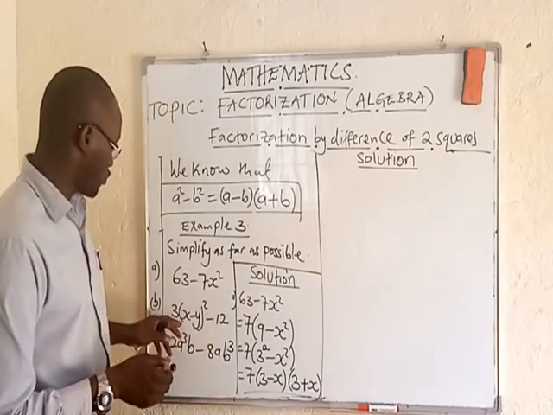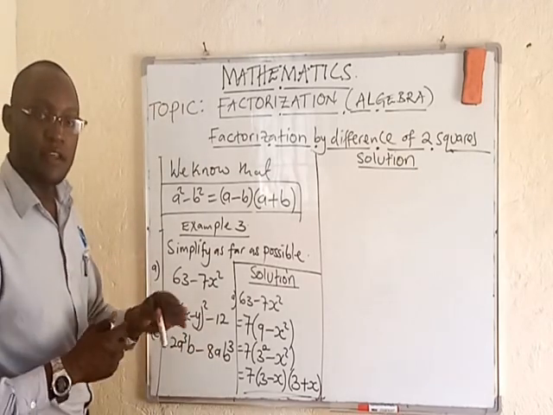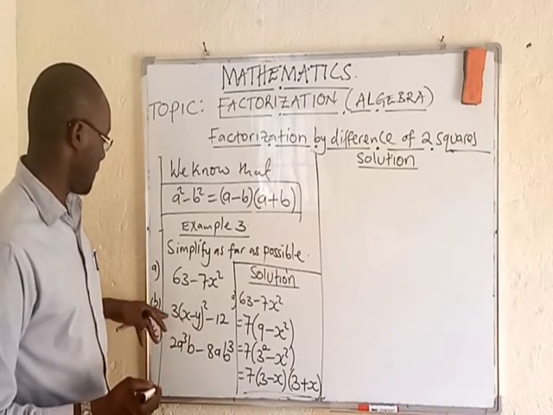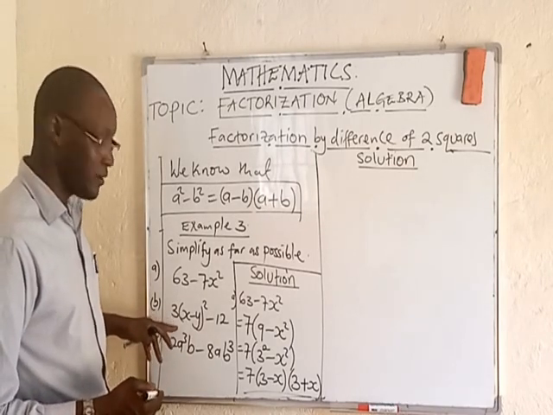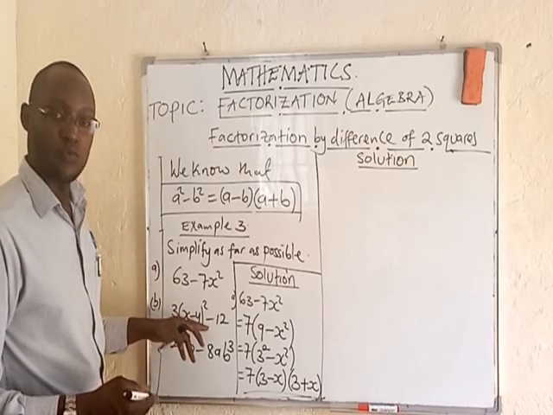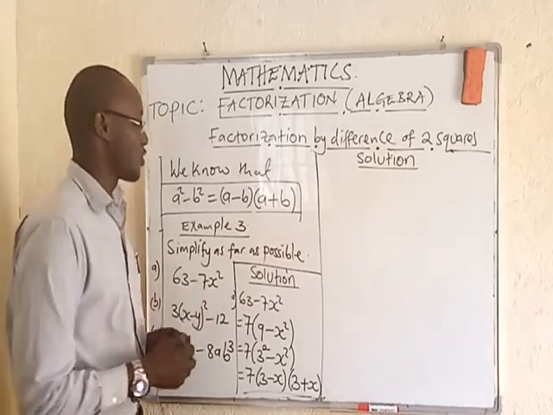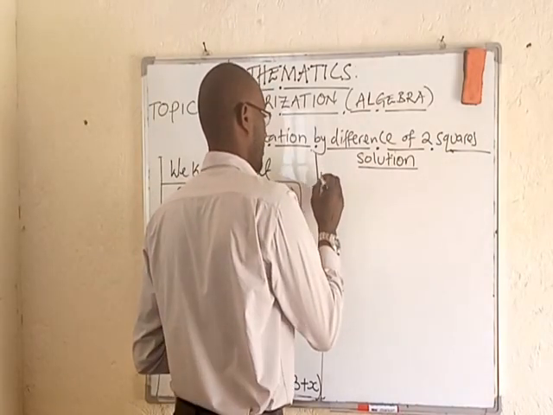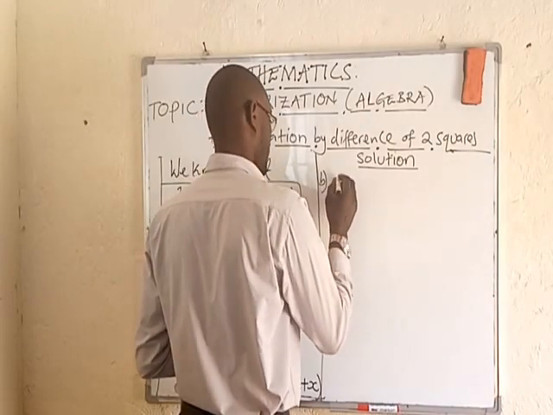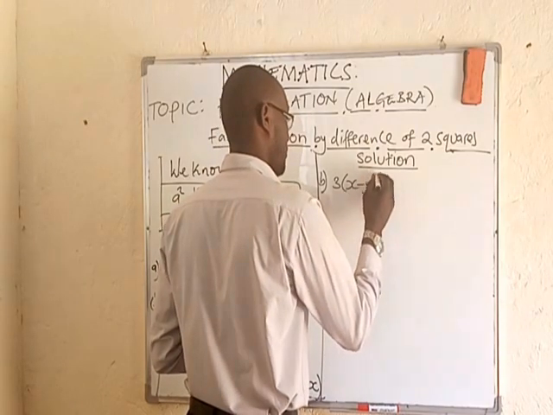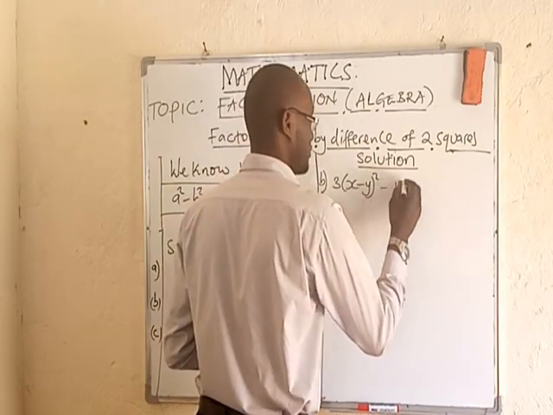Let us now move to part B. Reading through the question is part of interpreting the question. So can everybody read part B? 3 brackets x minus y brackets squared minus 12. Good. So that is part B: 3 brackets x minus y brackets squared minus 12.